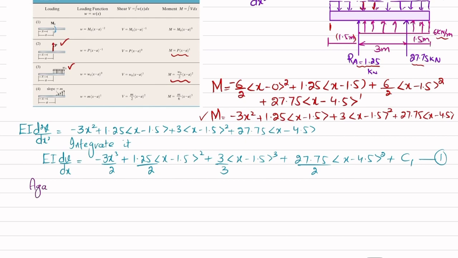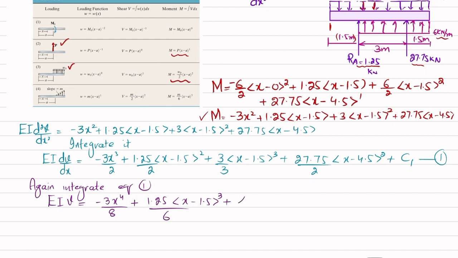Again integrate equation 1, so you will get EI into v, which is deflection, will be equal to minus 3x to the 4 over 8 plus 1.25 into x minus 1.5 whole cube divided by 6 plus x minus 1.5 whole power 4 divided by 4, 3 will cancel, so 4, plus 27.75 into x minus 4.5 whole cube over 6 plus C1x plus C2, and this is your equation number 2.